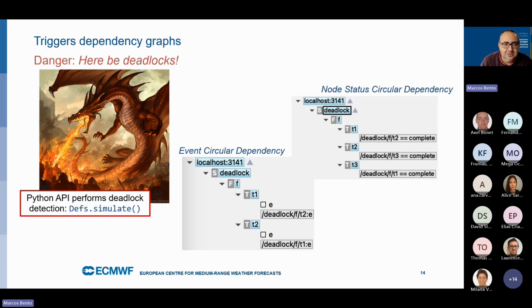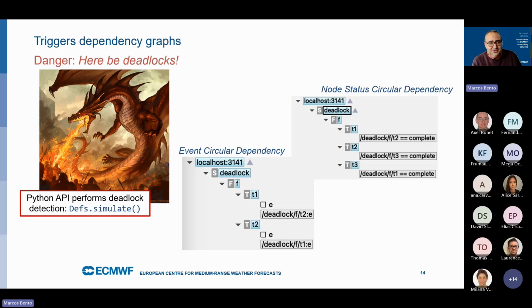The same thing here with node status, where task T1 depends on task T2 to be complete, task T2 depends on T3, and T3 on T1. So everyone is waiting in a circular dependency, and that means that no one will run. The good thing is that we have a Dragon Slayer among us, and that's the Python API, which has the capability to simulate all of these things with the expressions, and will detect deadlock for us.